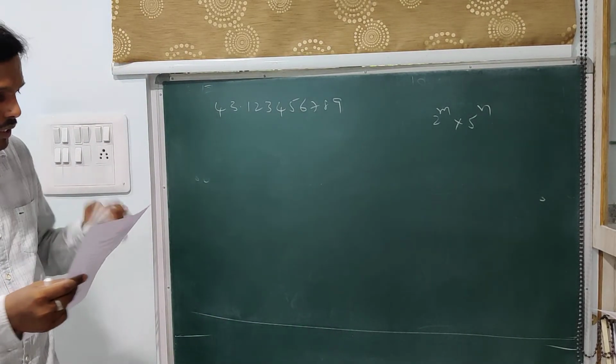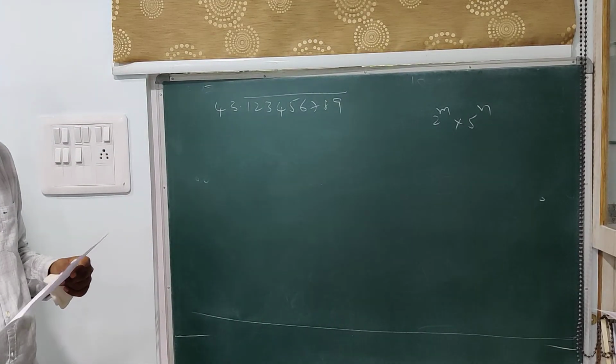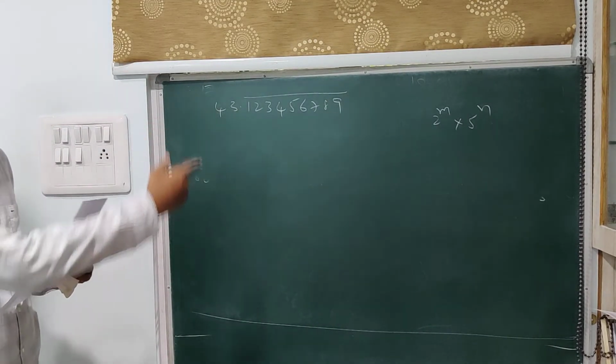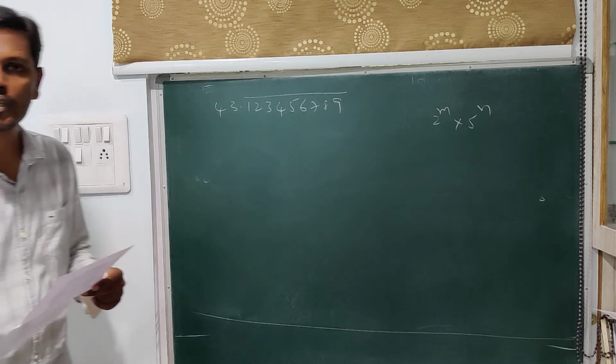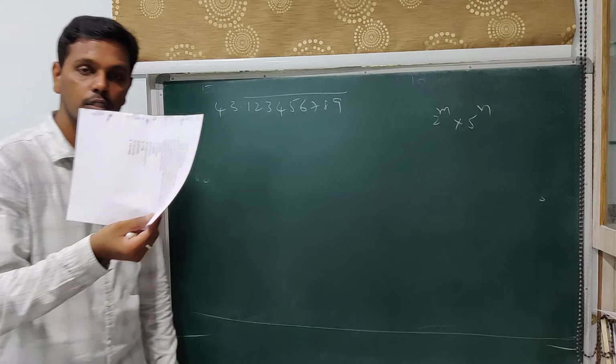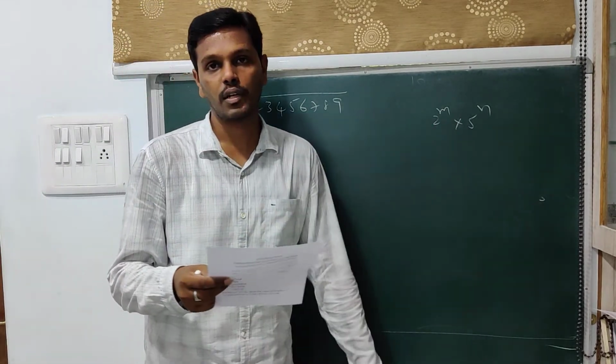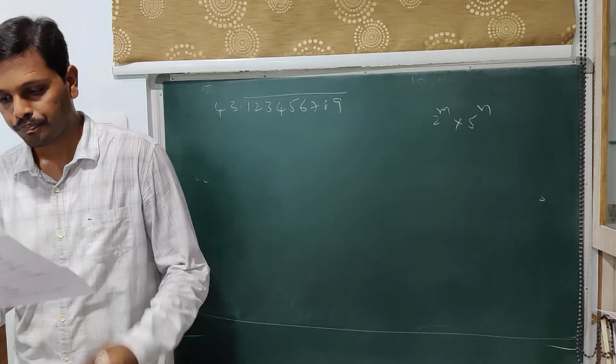Now if you look into D, it is 43.123456789 bar. So this is a non-terminating, non-repeating decimal. So what can you say about the prime factorization of the denominator? You can say that the prime factorization of the denominator is not of the form 2 power m into 5 power n. That is the way you can conclude.